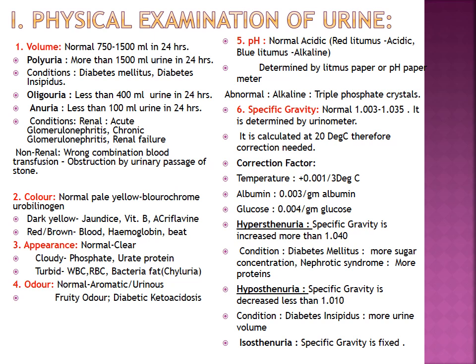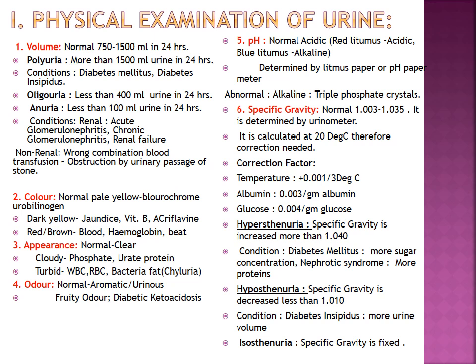pH, normal urine pH is acidic, and abnormal is alkaline, maybe in infection or triple phosphate crystals. Then specific gravity, normally it is 1.003 to 1.035. It is determined by the urinometer, and that urinometer is calibrated at 20 degrees Celsius, therefore a correction factor is required. For temperature correction factor, you have to add 0.001 for every 3 degrees centigrade.